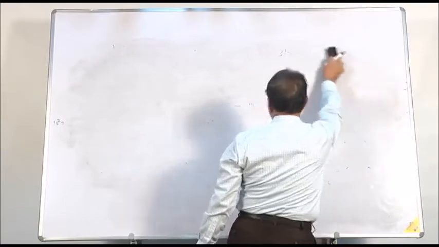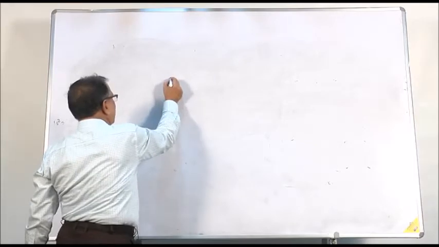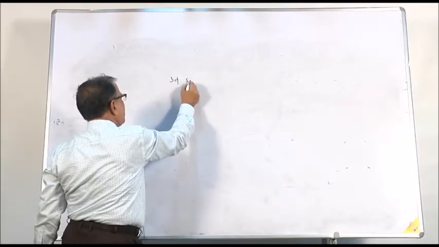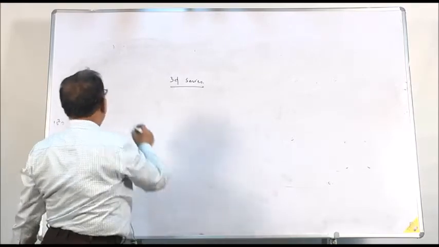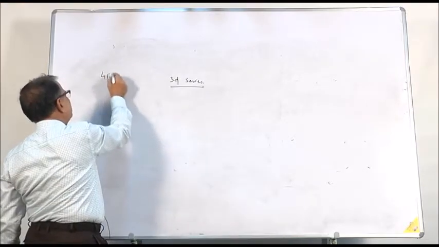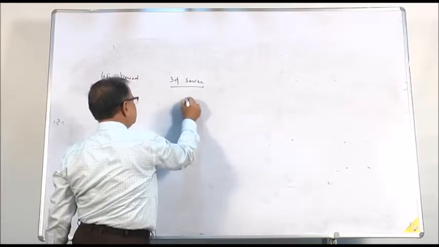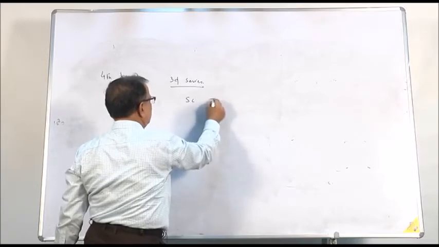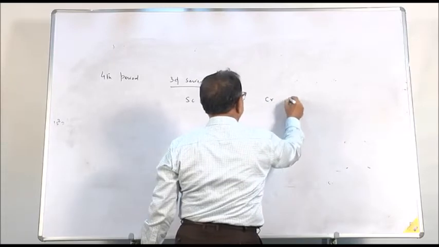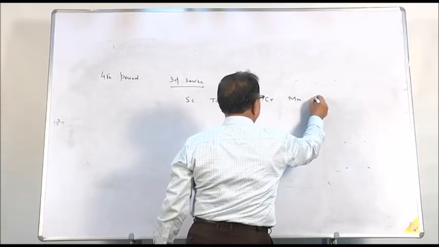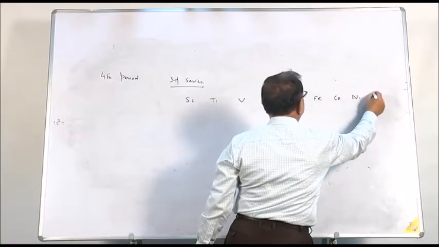Now I will discuss the oxidation states of only the 3d group elements, that is the 3d series. The 3d series remains in the 4th period of the periodic table. Again I am writing only scandium, titanium, vanadium, chromium, manganese, iron, cobalt, nickel, copper, zinc.